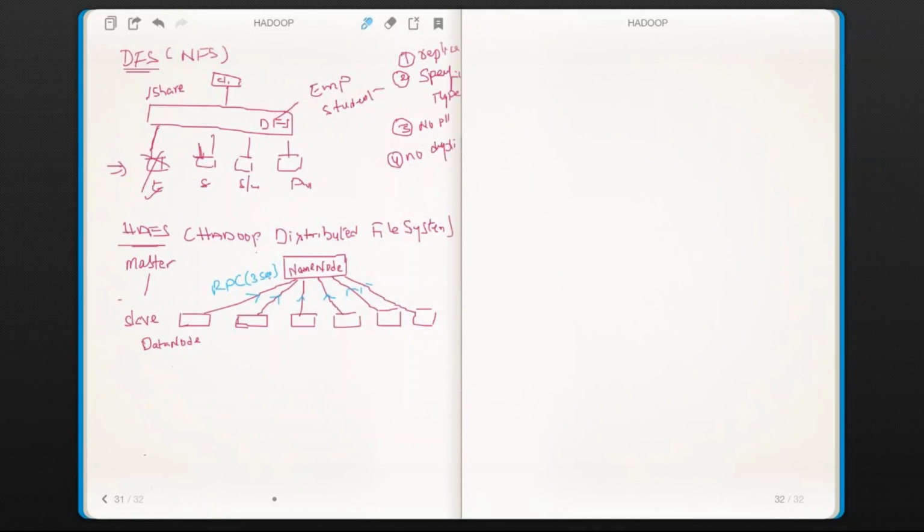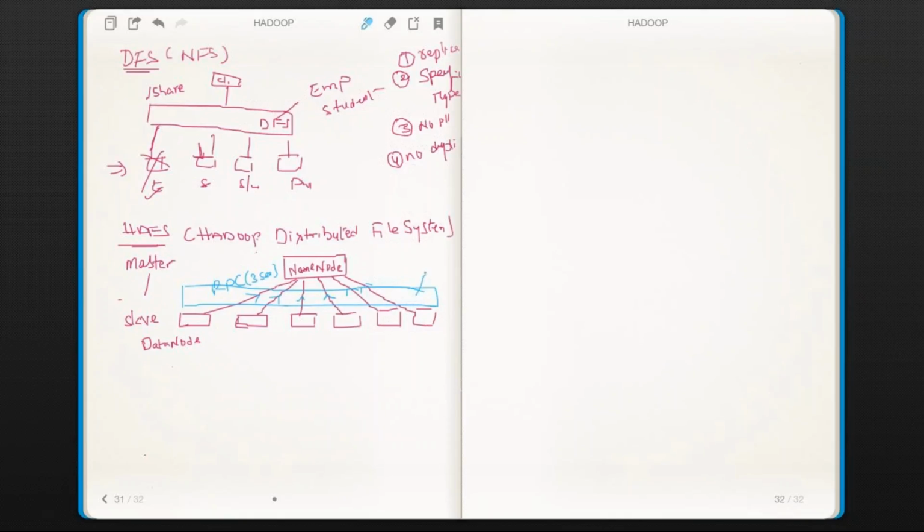Now, coming to the differences between DFS and HDFS. Even here you have connected multiple machines in a distributed manner. Here also it will maintain a layer on top of all these machines.